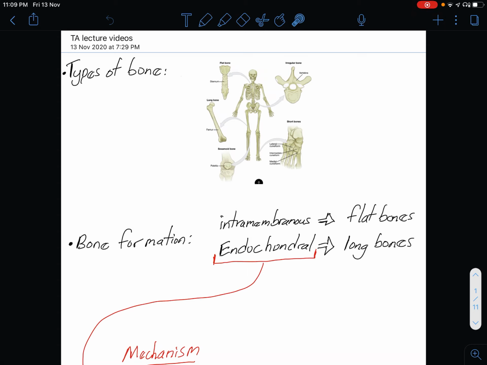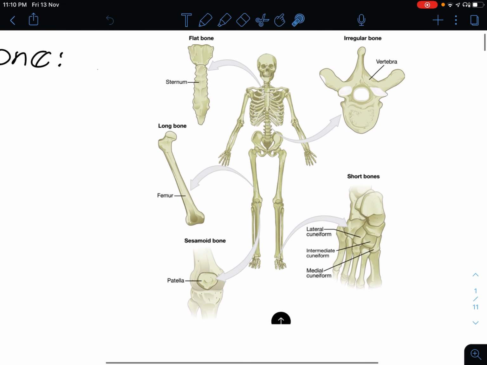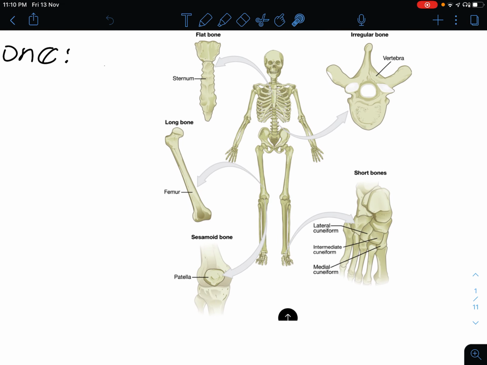Today we're going to go over a little bit of lecture material talking about our bones. So first here, let's talk about the types of bones we have in the body. The main type of bone we have is the long bone, such as the femur and the humerus. And then we have sesamoid bones like the patella.